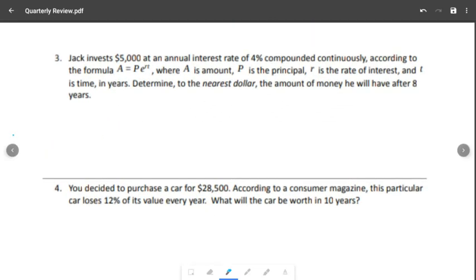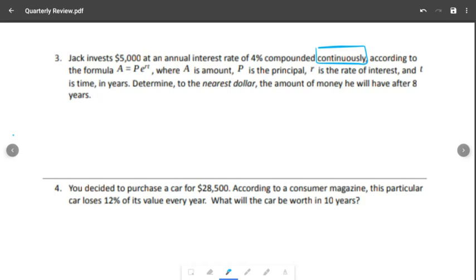Question 3. Jack invests $5,000 at an annual interest rate of 4%, compounded continuously. It's according to this formula, A equals P times e to the rt power, where A is the amount, P is the principal, r is the rate of interest, and t is the time in years. Determine to the nearest dollar the amount of money he will have after 8 years.